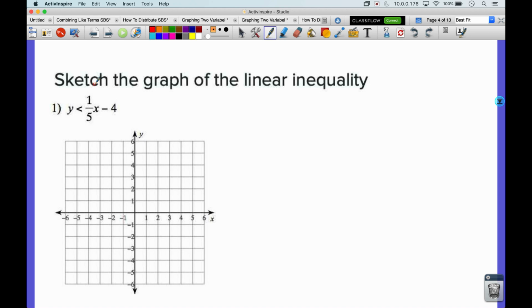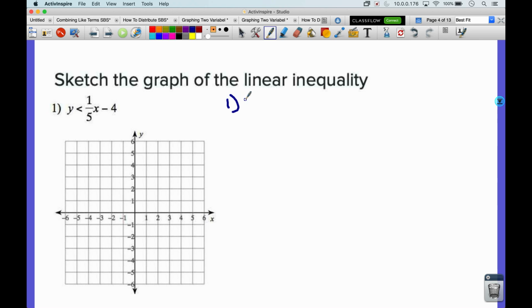With this graph, I'm going to graph y is less than 1/5 x minus 4. Alright, so this really looks like a linear equation, but we've swapped out the equal sign for this inequality. So how is that going to affect our graph? So I'm going to do this in 3 steps.